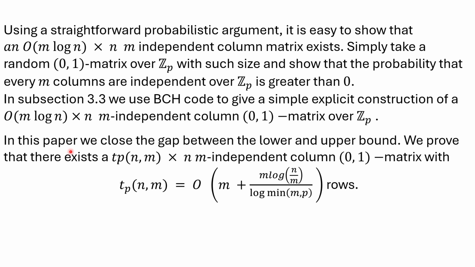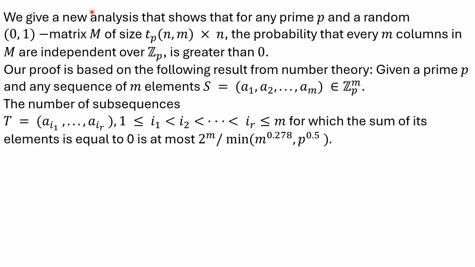In this paper, this is the goal of the paper, we close the gap between the lower and upper bound. We prove that there exists a t × n m-independent column 0-1 matrix with t rows, and t is defined here. We give a new analysis that shows that for any prime p and a random 0-1 matrix of size t × n, the probability that every m columns are independent over Zp is greater than 0.